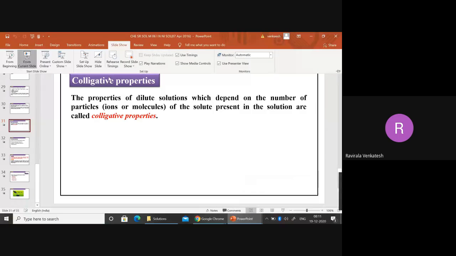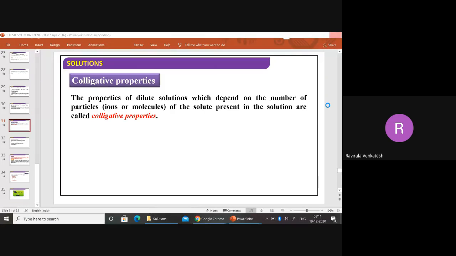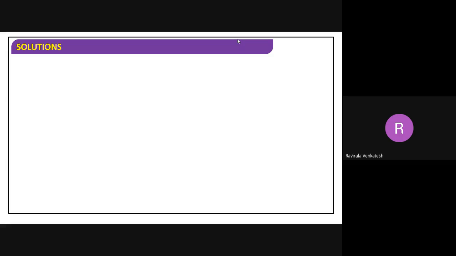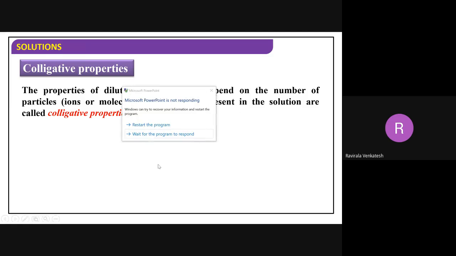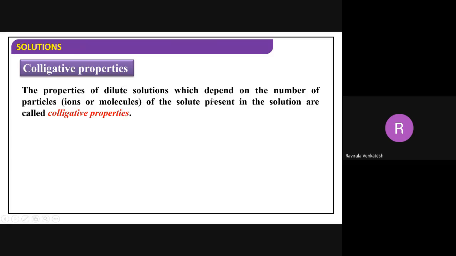What is the definition? Let me see. Whichever properties depend upon the number of solute particles can be called colligative properties. Understood? The properties of dilute solutions.